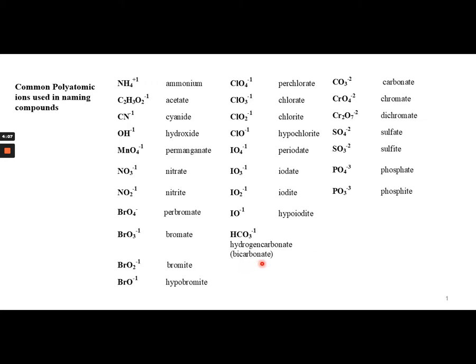And then this is called bicarbonate or hydrogen carbonate, because carbonate is CO3 with a -2 oxidation. So notice most of these so far have been -1. Then we move into the -2s. Carbonate is the only one by itself except for hydrogen carbonate, which is bicarbonate. You've probably heard of sodium bicarbonate, that's baking soda.